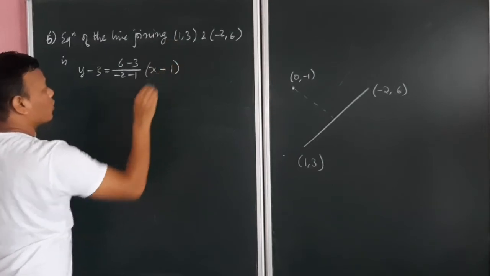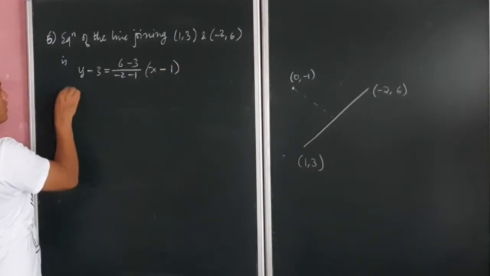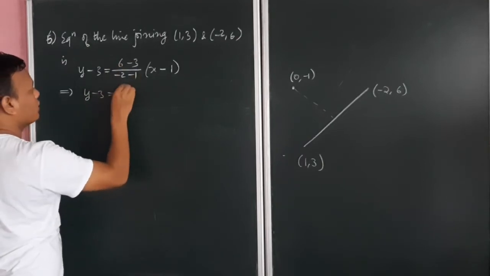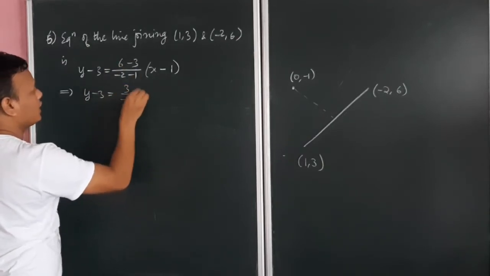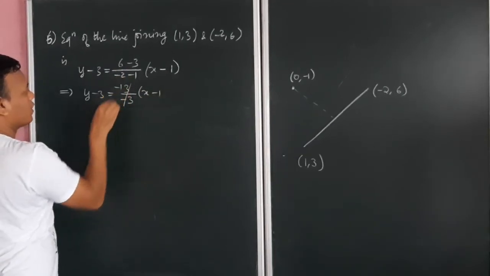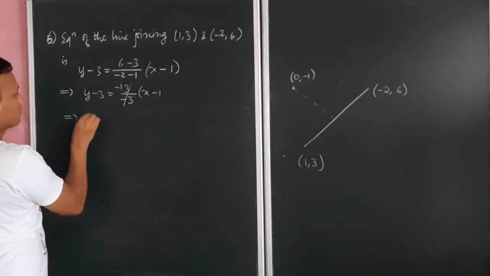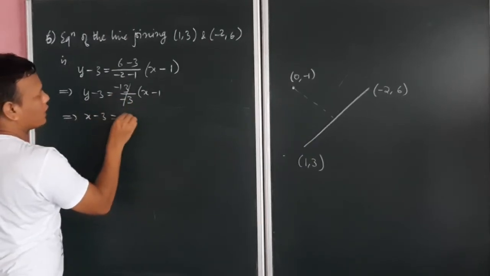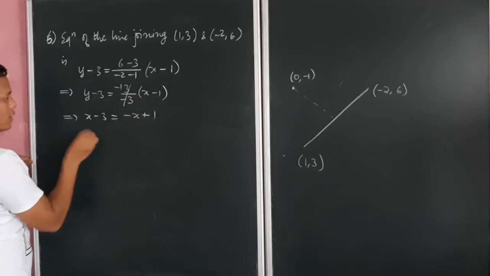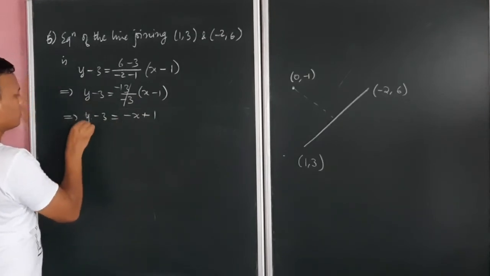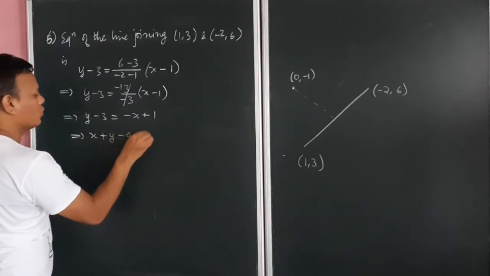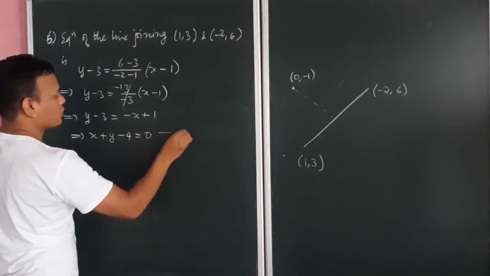x1 is 1. Okay, so let's find what is the equation. So we have y minus 3 equals 3 by minus 3, x minus 1. So this is minus 1, yes. So we have y minus 3 equals to minus x plus 1. Okay, so get everything out here. So we have x plus y minus 4 equals to 0. So let me call this equation 1.